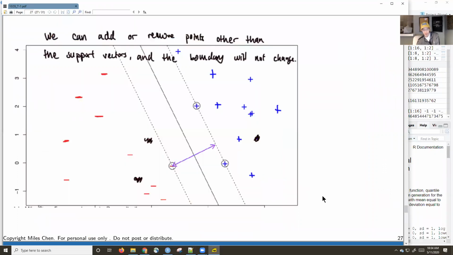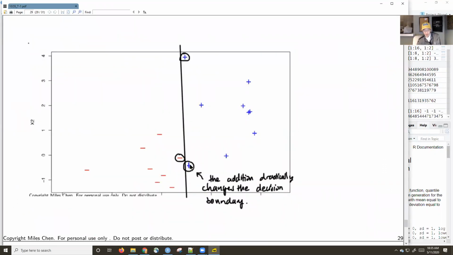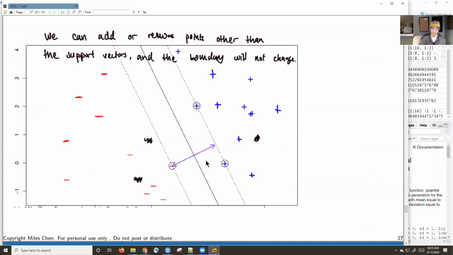Okay, and so here's just, I think I mentioned this earlier, that you can add or remove points other than the support vectors, and the boundary will not change. Okay, so here I've added more of these things, and as long as these 3 points remain the same, the location of this boundary is not going to change. If you add a point somewhere inside the margin, that's going to drastically change the boundary, because these 3 points would become the new support vectors.